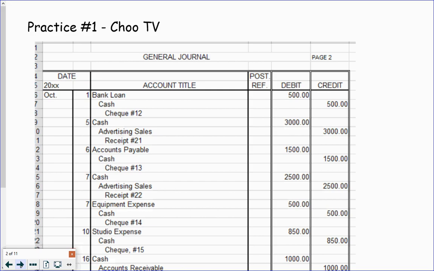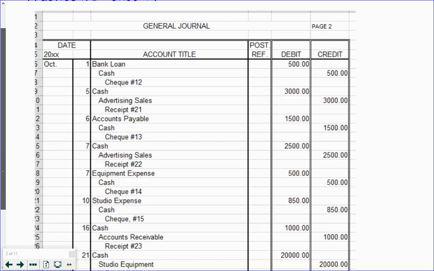Okay, so somebody used cash to pay off the bank loan. Somebody had advertising sales, so revenue brought in $3,000. Accounts payable, so you charged something, put it on a charge account, or you paid accounts payable because your cash went down. So you've just got these transactions. Okay?